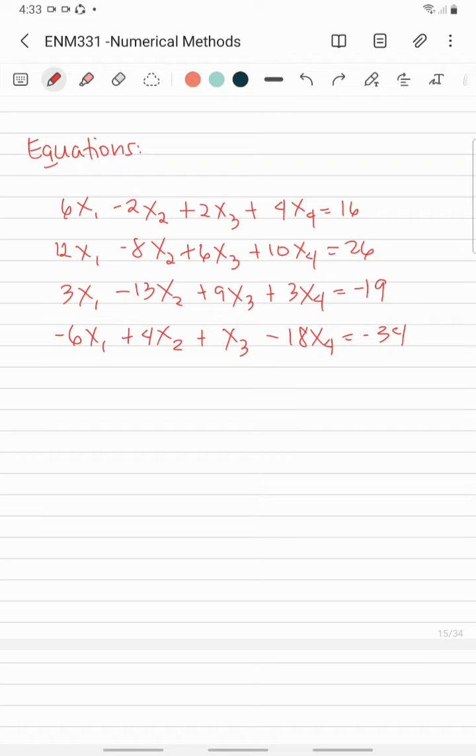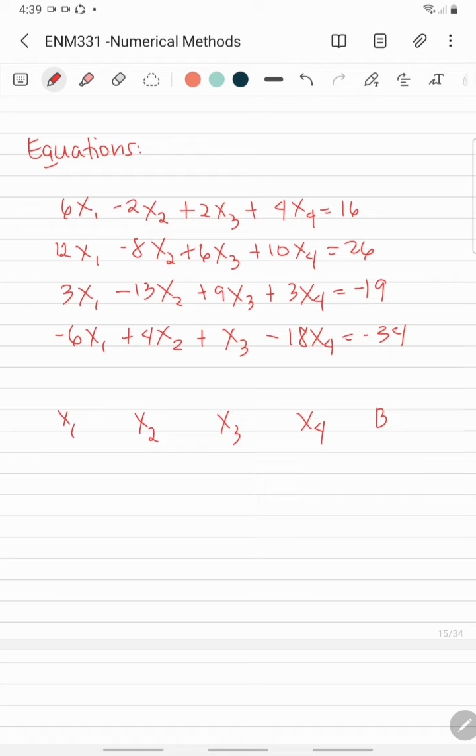So we also have to place an additional column for the right hand side for our constants. Okay, so this is the augmented matrix. So we will write it this way: x1, x2, x3, x4, and for our constants, we have b.